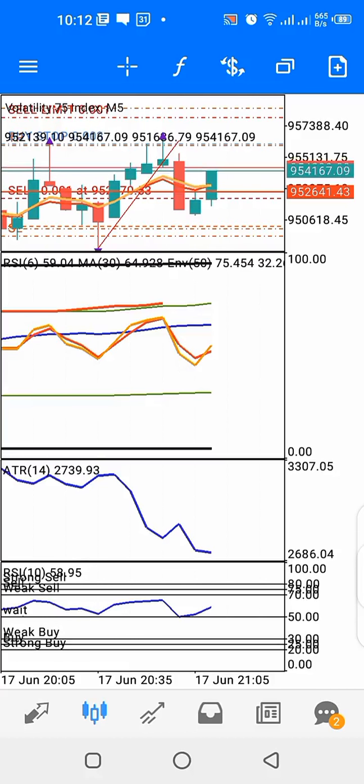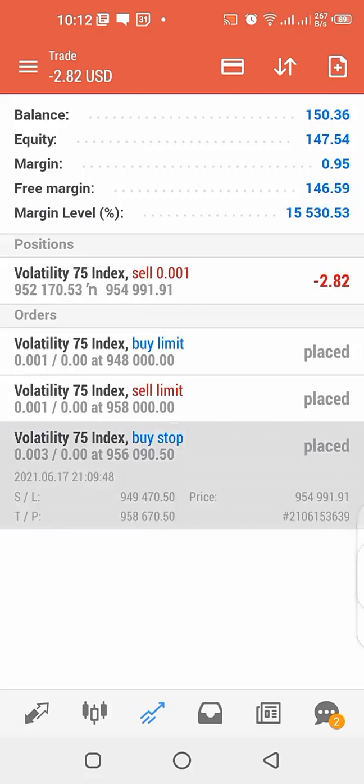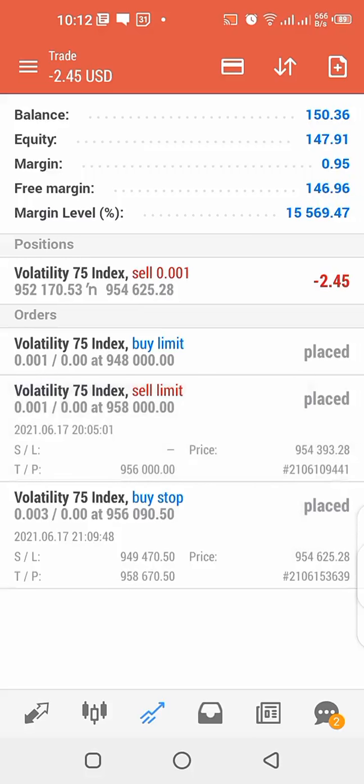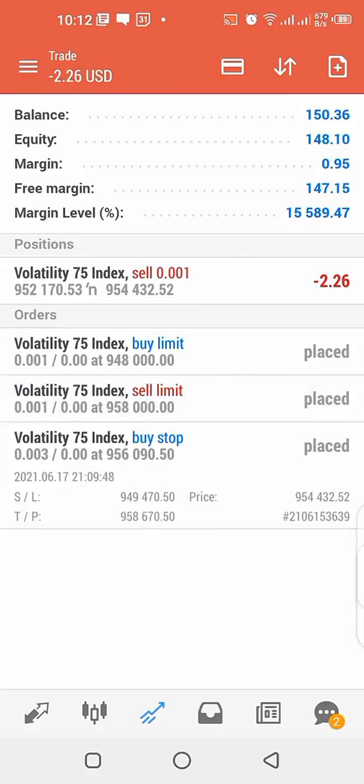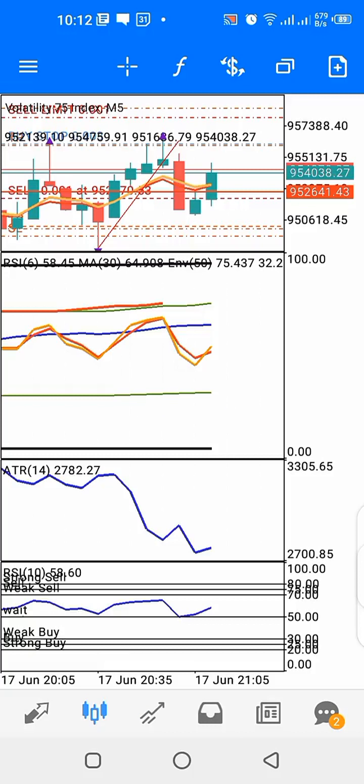lot size. All right, so for now my trade is having a drawdown, and price is currently approaching the buy stop order. If price triggers the buy stop order, it turns to a buy trade. You can see I've already mapped out the take profit and the stop loss for the buy stop order. I have a sell limit in place, I have a buy limit in place.